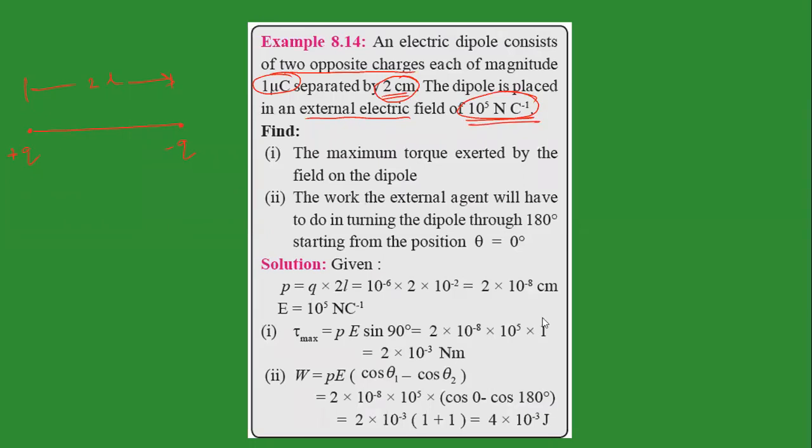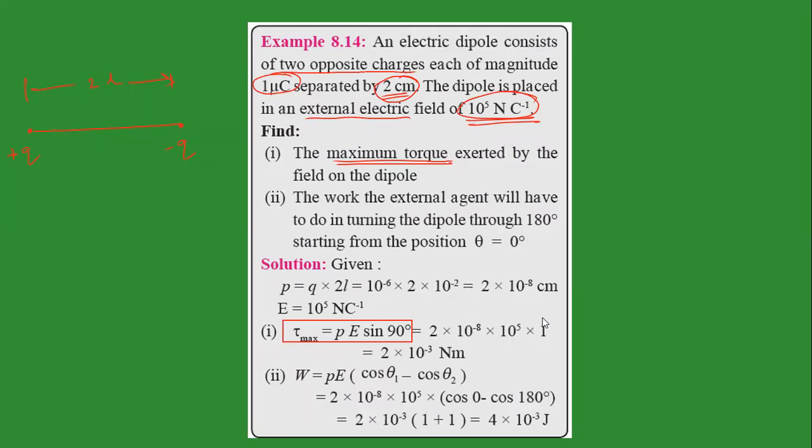We have to find out, the first point is the maximum torque exerted by the field on the dipole. So let me find the maximum torque first. The maximum torque, when the angle is 90, we can find by the formula PE sin theta.